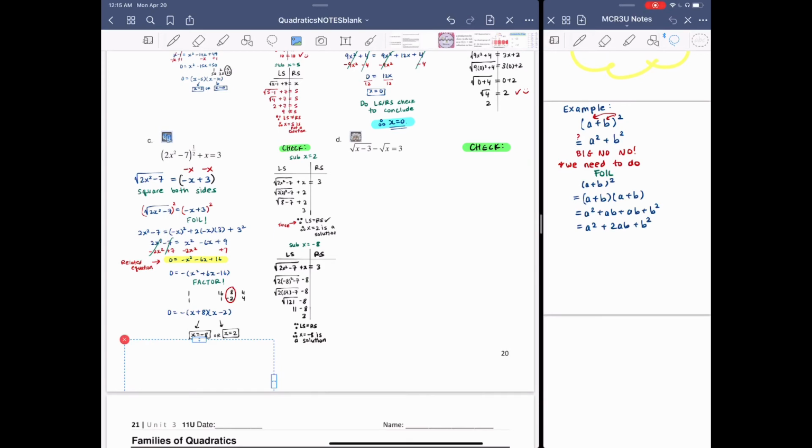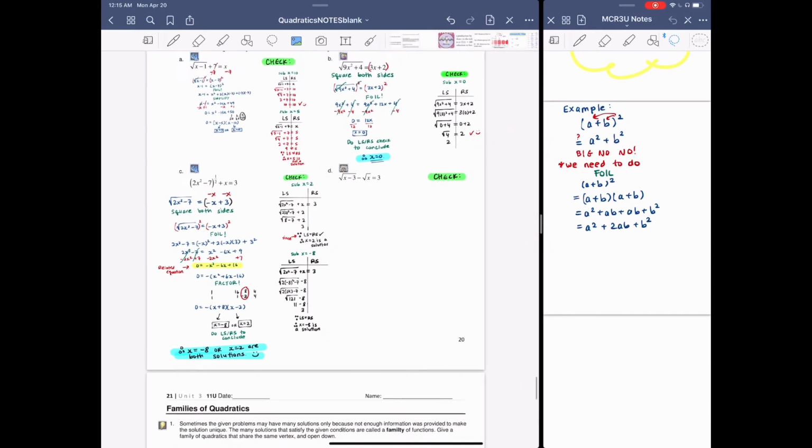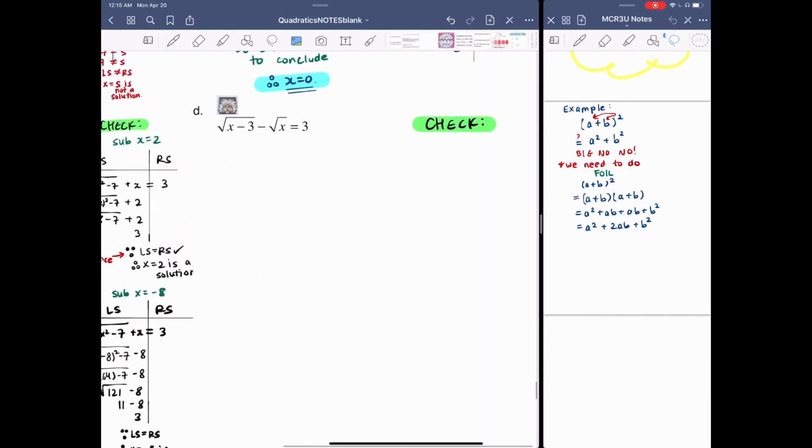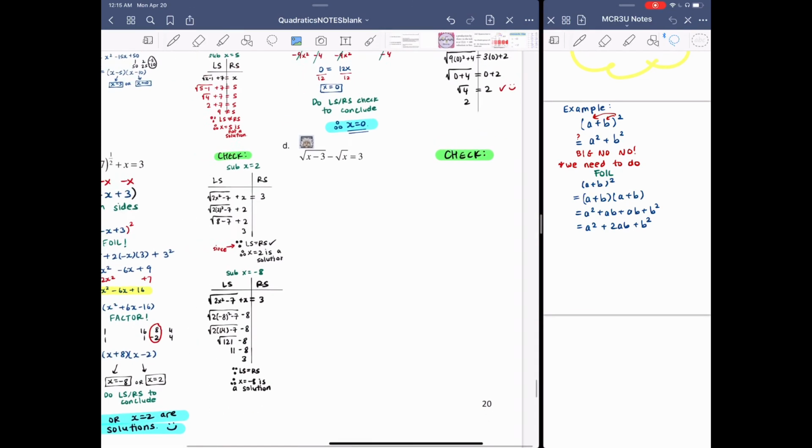And so I'm going to write, well, I did the left side, right side to conclude, and I got x equals negative 8 or x equals 2 are both solutions. Finally, question D. So what do you think is the next step?